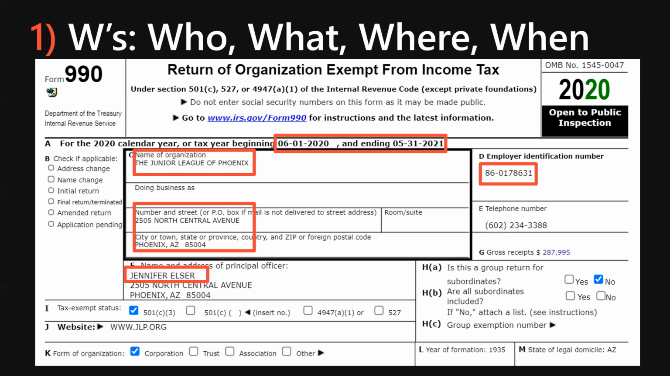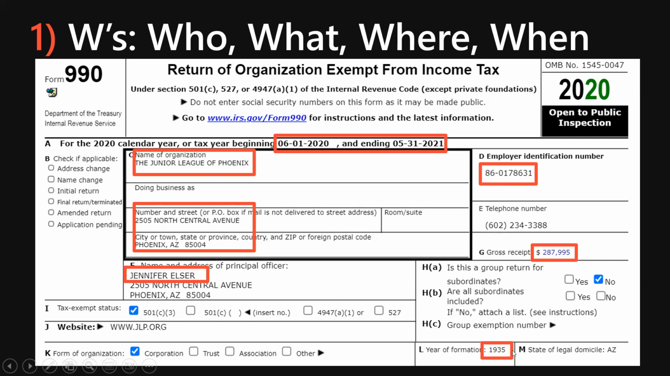This next box, box E, where Jennifer Elser's name is, that's likely the CEO or executive director. In junior league land, that's the president. Over here in box G, gross receipts. So gross income gives you a quick snapshot of how large this organization is and what activity happened in that fiscal year. Gross receipts are simply all of the money that was received in calendar year 21-22 for this organization.